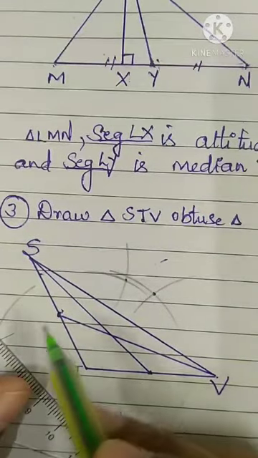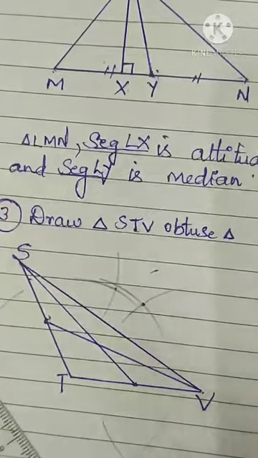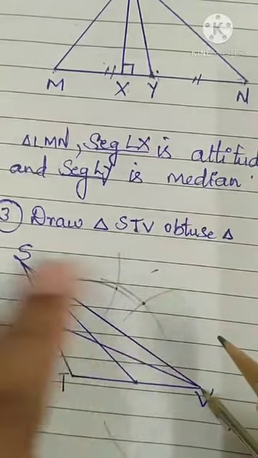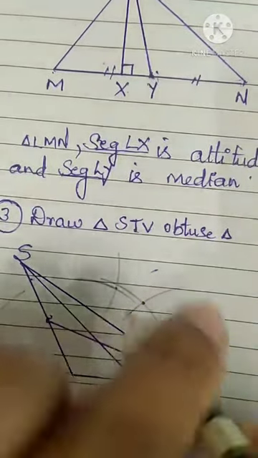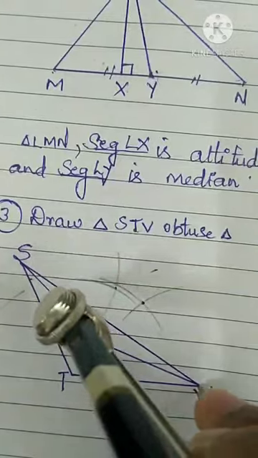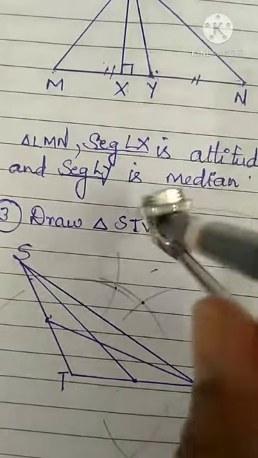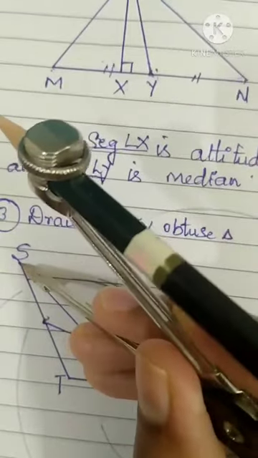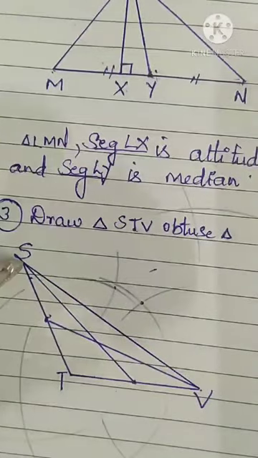So first side over, second side over. Now the third side, that is SV. Keep the compass on V. You can rub off these arcs if you want. Keep the compass on V. More than half. This much is enough. One arc here. Same way, S is this point. Point S here and here.